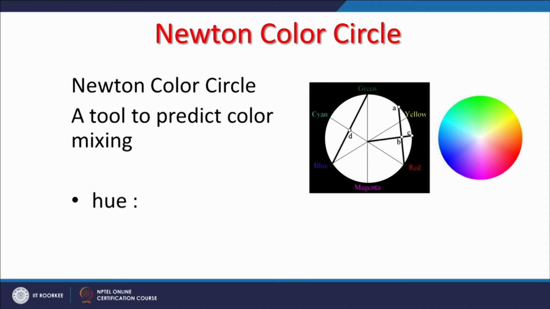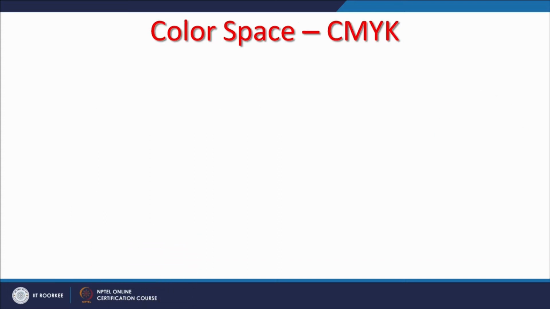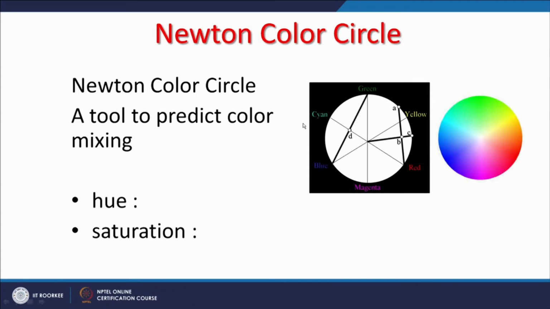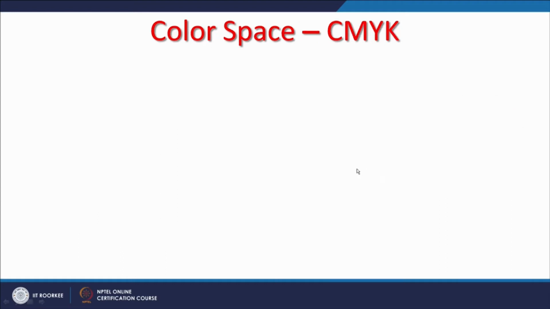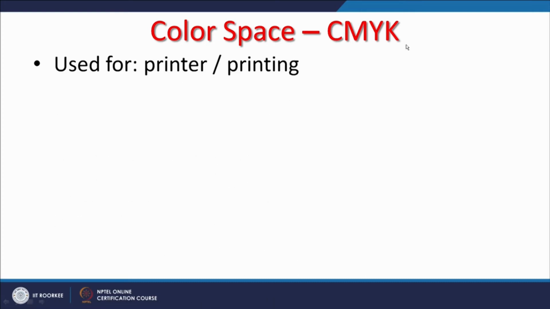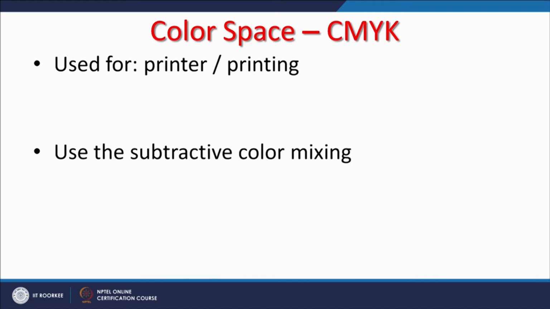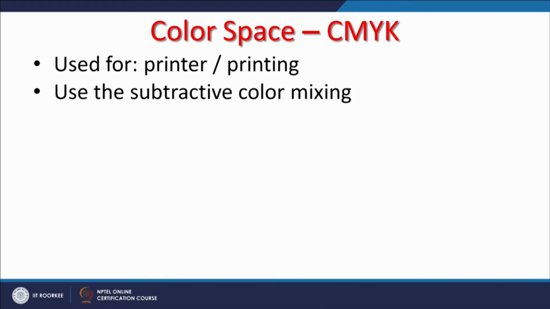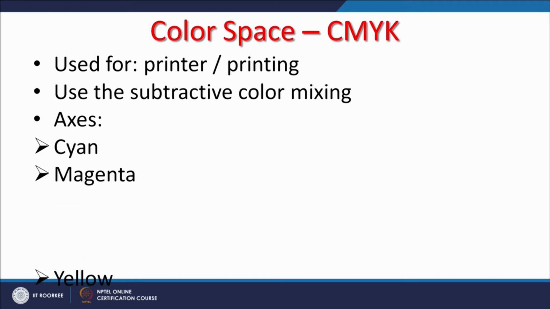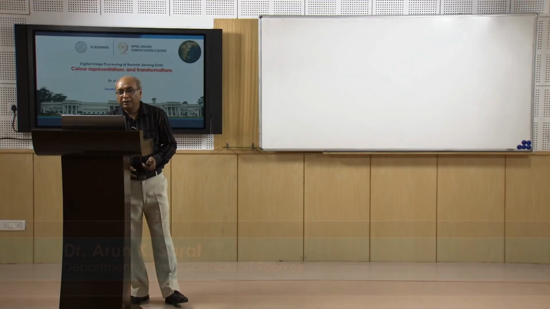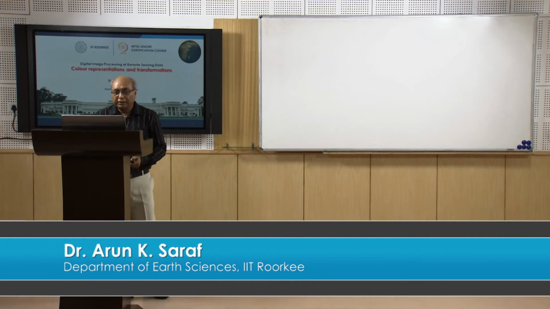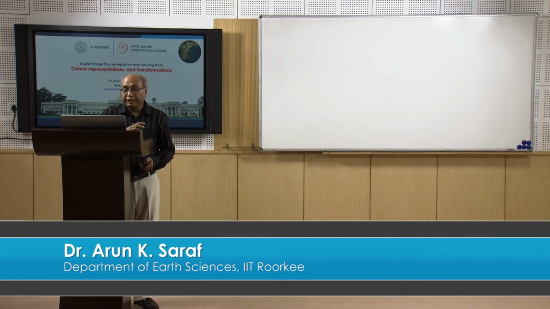Now hue, saturation and brightness are very important here. And that is why the CMYK, that is cyan, magenta, yellow and black, are there. As I have already mentioned, these are used for printing, and these are the subtractive color mixing. Their axes are important. The 3 axes are there: cyan, magenta, yellow, and black is also used, so that we don't have to mix all these 3 in order to create black, which saves the resources.